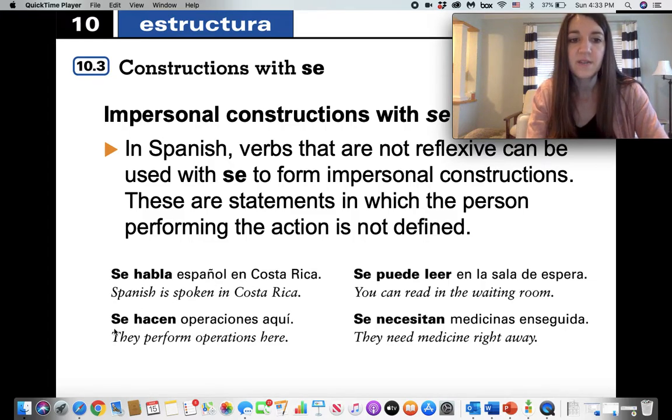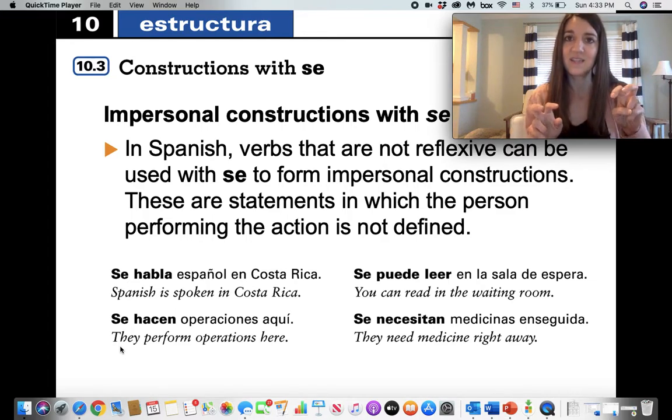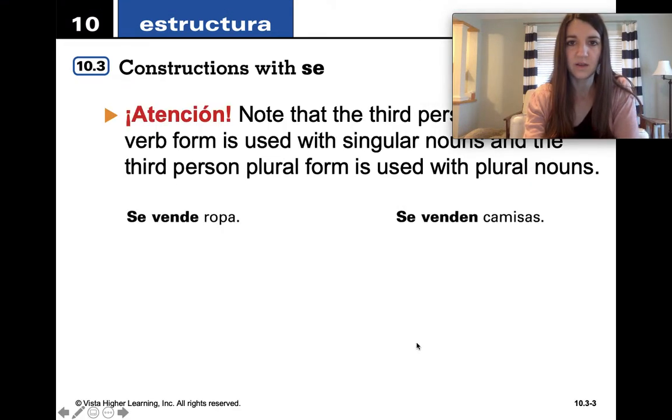Okay? If you notice down at this example here, se hacen operaciones aquí. That means operations are performed here. Again, even though it's translated as they perform operations, we're not talking about they. We're just saying this is what's going on here. In English, we say they. In Spanish, it's more impersonal. So you learned this actually at the beginning of Spanish when you learned cómo se dice. That little se dice is actually saying how is it said, not literally how do you say. That would be personal, and this is impersonal. So let's look at the next slide here.